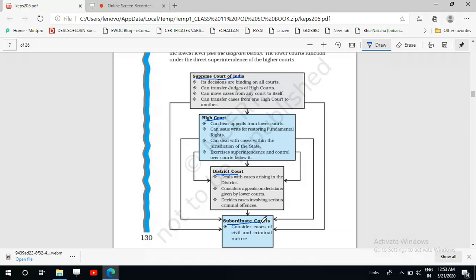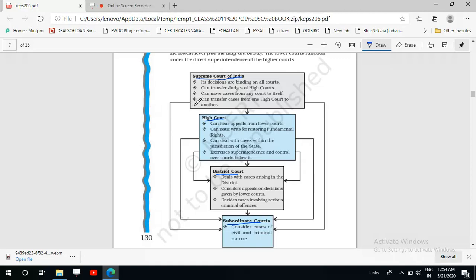Okay. Now you can see that the lower courts, the district courts and the subordinate courts, function under the direct superintendence of the High Court. These are under the direct supervision of the High Court. Okay, and the High Court is also working under the Supreme Court. You can see it here, the arrow sign. So the High Court is functioning under the Supreme Court, and these district and subordinate courts are working under the High Court. But this whole system is integrated. These subordinate and district courts are under the Supreme Court also, because we have an integrated system.